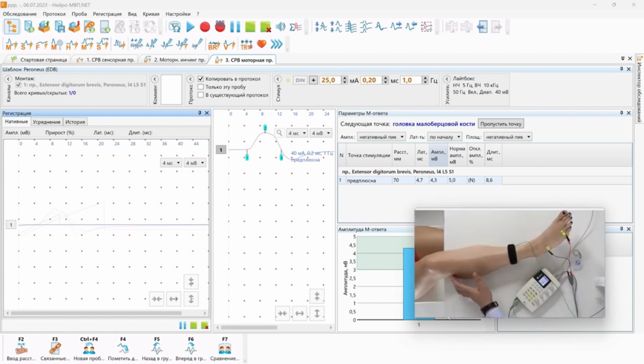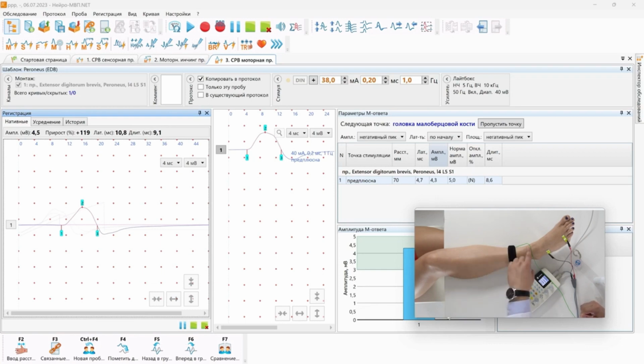We find the head of the fibula here, and inserting the electrode under the head of the fibula, we conduct stimulation at the supermaximal current strength of 38 milliamperes. We stimulate. We get a good amplitude. Note that the amplitude is 4.5 millivolts, that is, more than the amplitude of the distal point. However, this is logical, since the nerve is quite superficial and quite constant here.